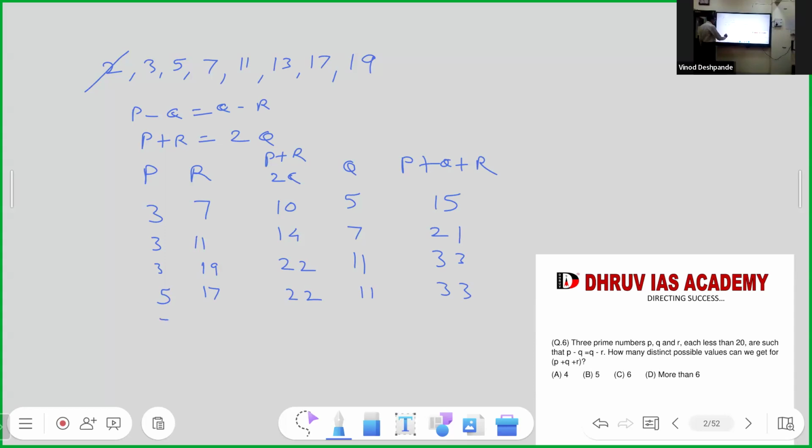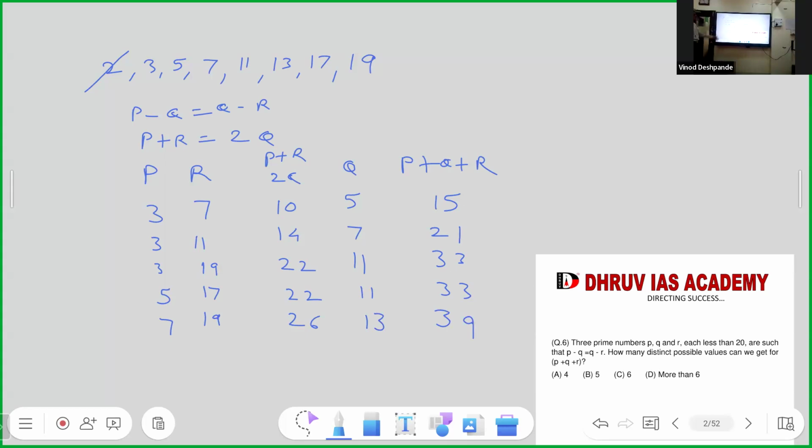So next combination is 7 and 11, 18. 7 and 13, 7 and 17 and 7 and 19. Okay, so next one 11 and 13, 11 and 17 and 11 and 19. So 28, 20, 24 and 30, 26. So 26 and then it will be 30. So here it will be 39.